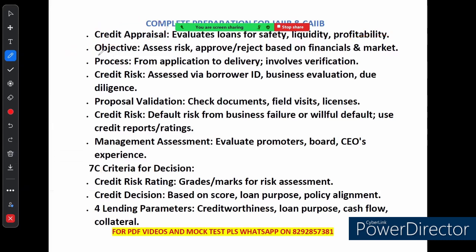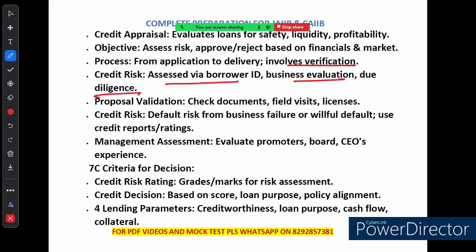Now the objective, the main goal, is to decide if the loan should be approved or rejected. This depends on the borrower's financial strength and the market condition. Next question is how it works. From the moment you apply to when you get the loan, the bank goes through a detailed process. The process is like verifying your details, then checking your business, visiting the site and reviewing your documents.